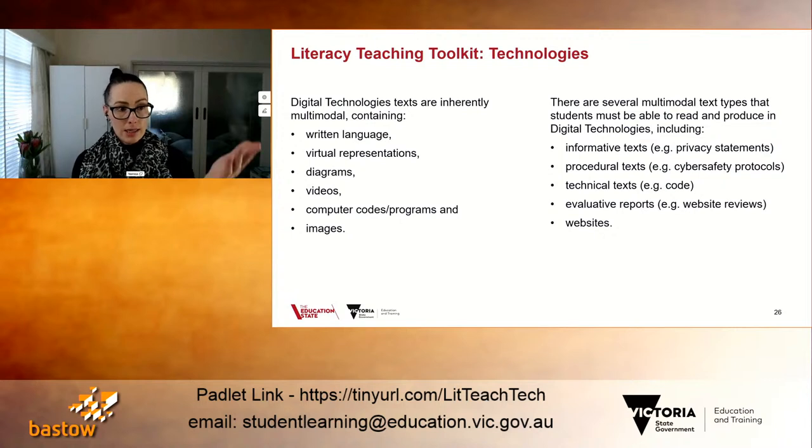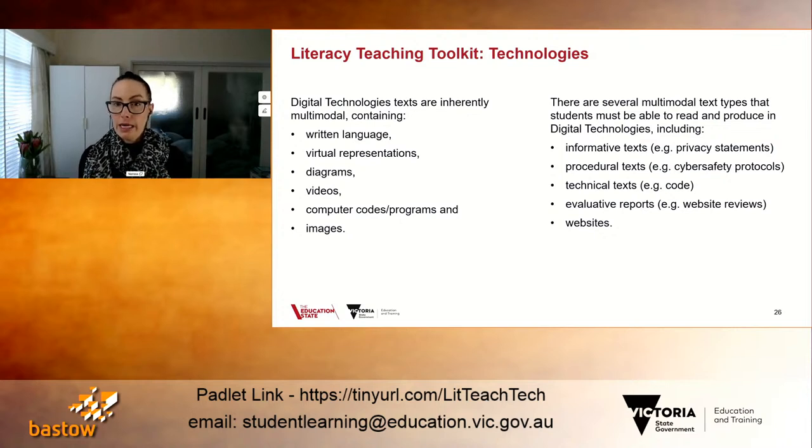So you can see lots of visual representation, diagrams, video. We can't just assume our kids know how to interpret that. Or indeed create it themselves. Computer codes, obviously, being digital technology and images. And then if you look over on the right-hand side, these are some of the texts that our students need to be able to read and produce. Very different to the English classroom.